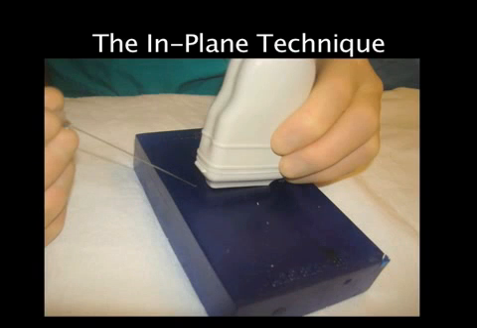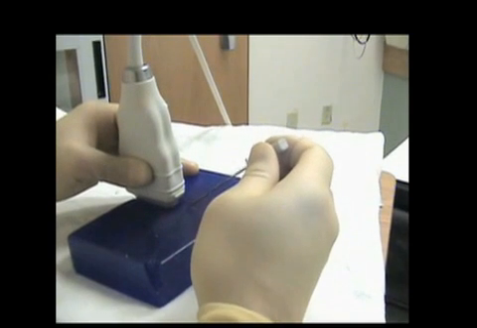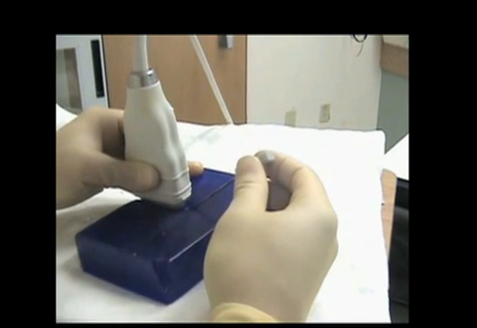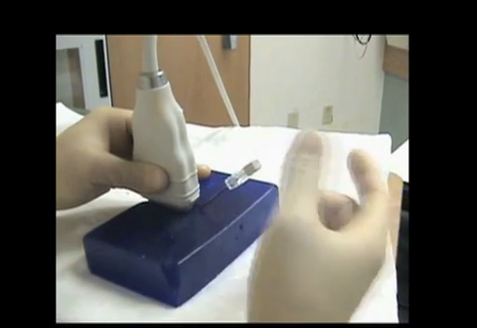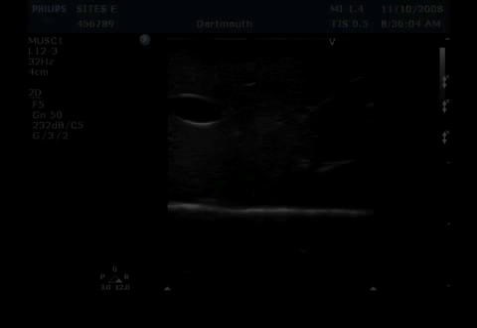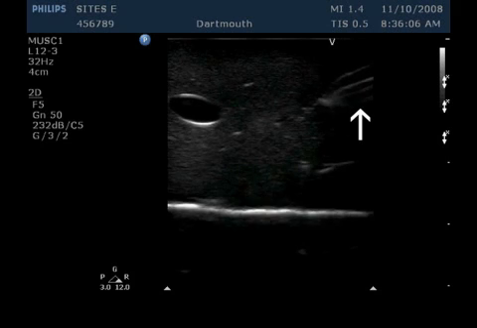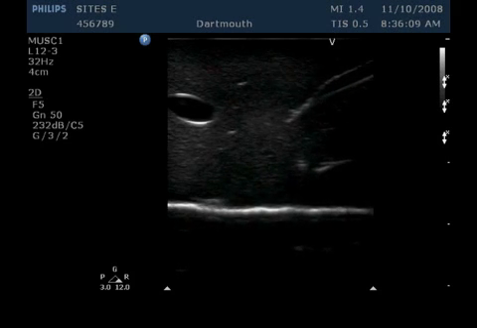Here is the demonstration of the in-plane needle insertion technique. This video also demonstrates the in-plane needle insertion technique. Here is the corresponding ultrasound image that goes along with this simulated needle insertion of the in-plane technique. The white arrow indicates the entrance of the needle into the simulated structure.